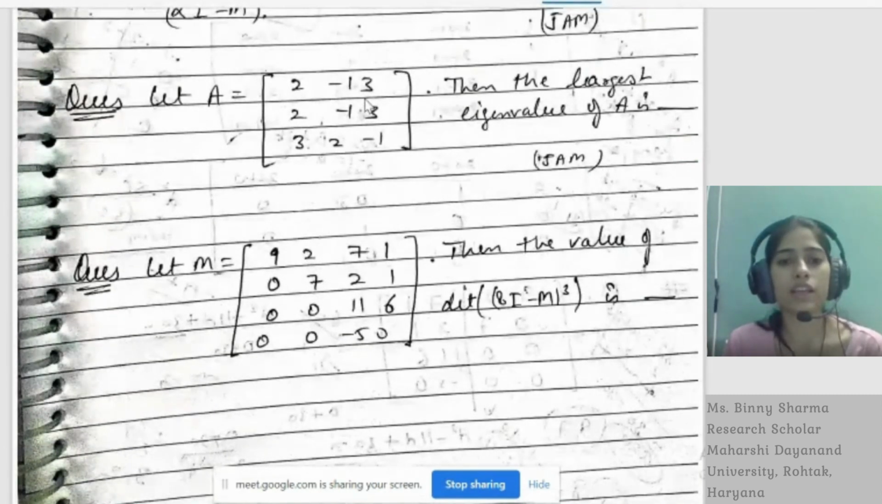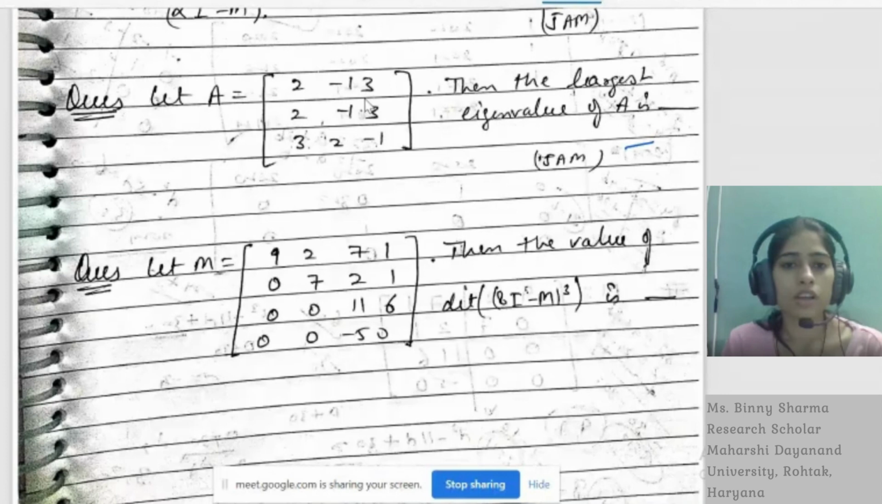Let A be a matrix. Now we have to find the largest eigenvalue of A. Okay. So observe this matrix. What we see, the sum of each row is 4. So one eigenvalue will be 4.